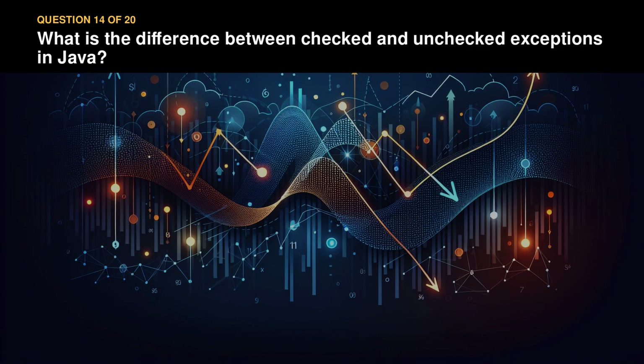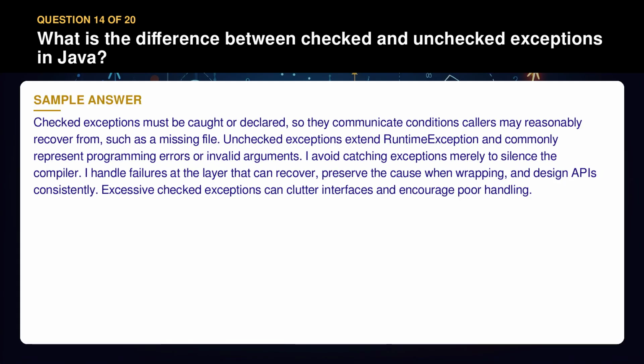Question 14. What is the difference between checked and unchecked exceptions in Java? Checked exceptions must be caught or declared, so they communicate conditions callers may reasonably recover from, such as a missing file. Unchecked exceptions extend runtime exception and commonly represent programming errors or invalid arguments.